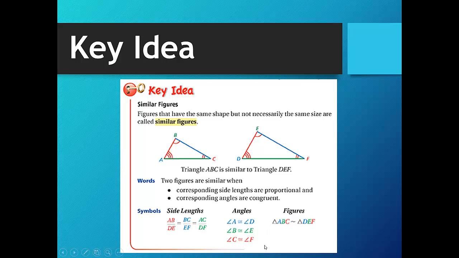For angles, angle A, which is here, would be congruent to angle D. Those would be equal. Angle B would be congruent to angle E, and angle C would be congruent to angle F. And triangle ABC is similar to triangle DEF.